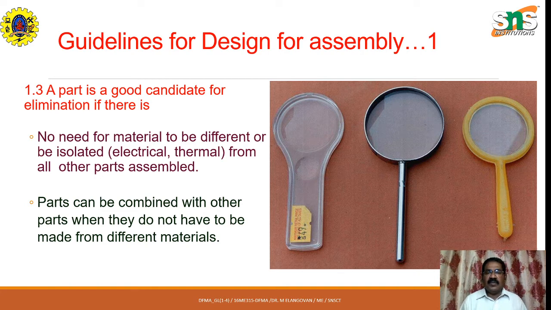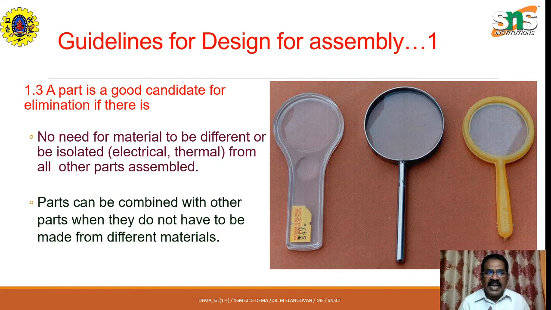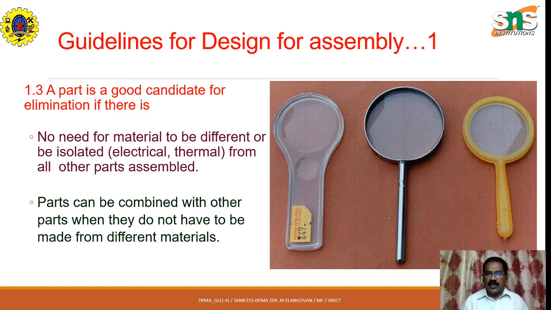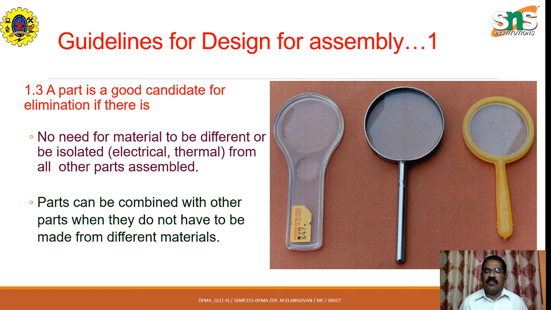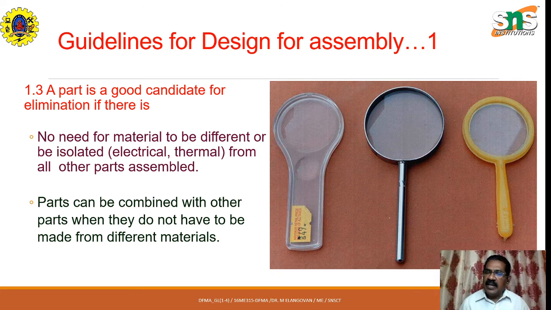So the guideline is that a part is a good candidate for elimination if there's no need for the material to be different or isolated. For example, whether it should be a thermal insulation or an electrical insulation from other parts. If not, I need not make it into two different parts; I can combine it into one. So parts can be combined with other parts when they do not have to be made from different materials.